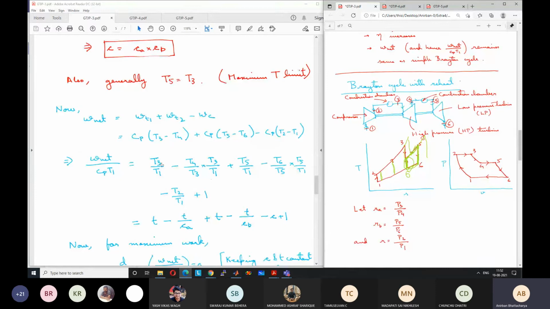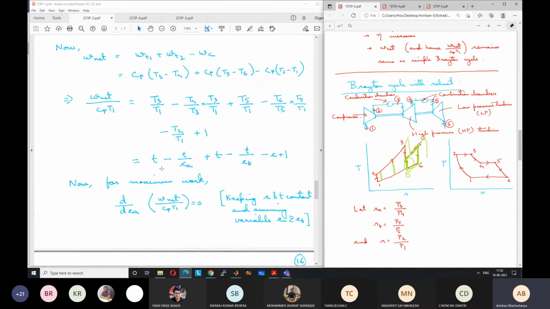So this will be equal to T3 by T1. All the Cp gets cancelled. So T3 by T1 minus T4 by T1, which we can rewrite as T4 by T3 into T3 by T1. Then T5 by T1 minus T6 by T1. Again, we can rewrite that as T6 by T5 into T5 by T1. Then minus T2 by T1 plus T1 by T1, which is 1. So from there, I'm just repeating this part for the sake of completeness.